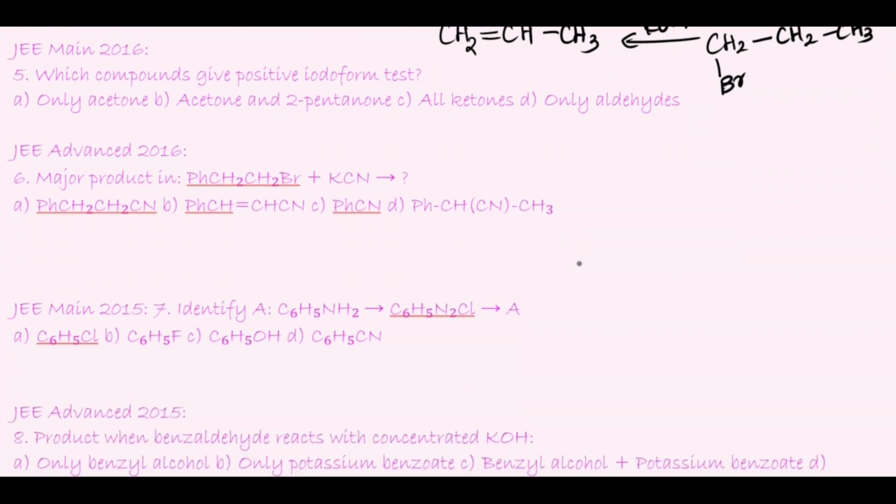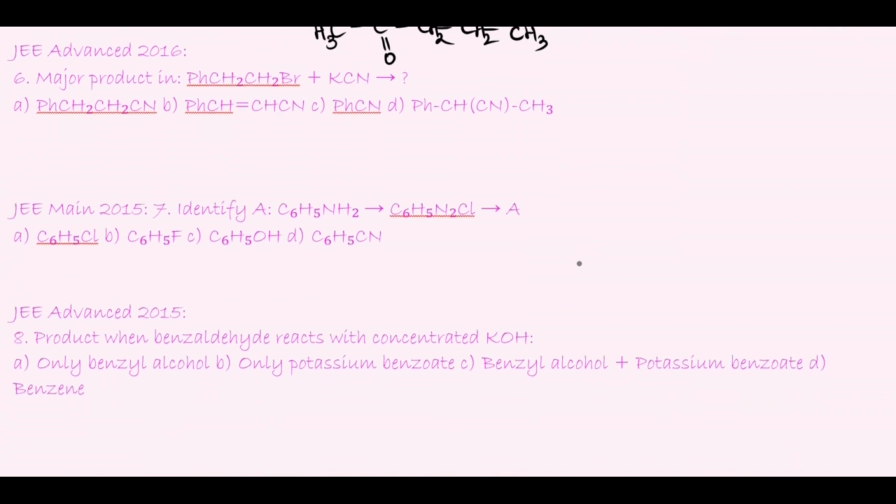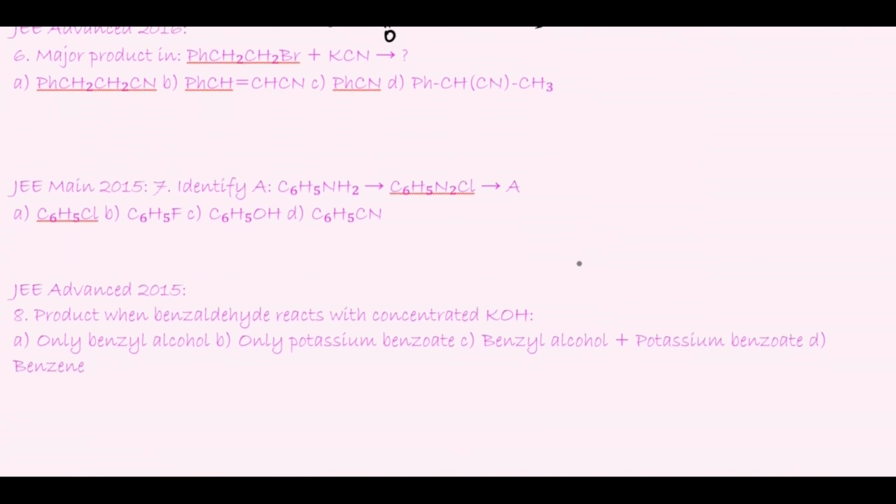Then which compound gives a positive iodoform test? So only acetone and 2-pentanone. What is 2-pentanone? Methane, ethane, propane, butane, pentane: at the second position I am having a carbonyl group, then CH2, CH2, CH3. Which will give you a positive iodoform test? Acetone and 2-pentanone. We know why: it should have a CH3 at the alpha position.